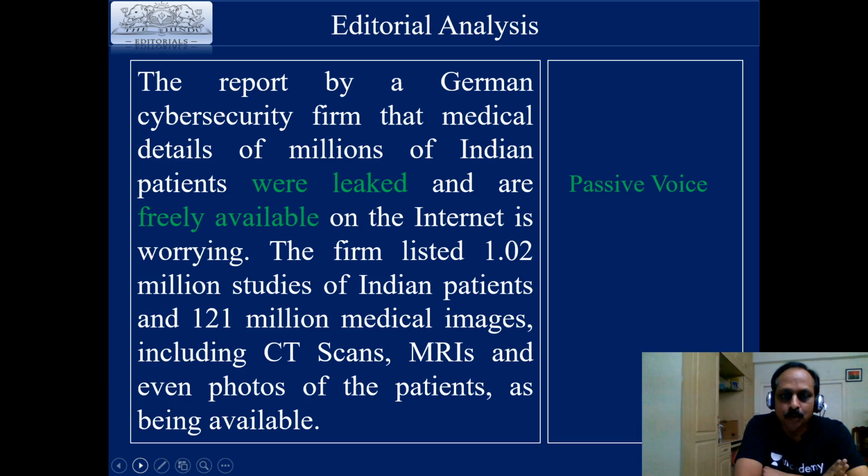Whenever you read the editorial, try to look for the words, try to recollect whatever grammar you have learned. Here, were leaked. This is in passive voice. They leaked something, something was leaked. Here, plural, so were leaked, and are freely available on the internet is worrying. Freely, adverb, available, that is adjective.